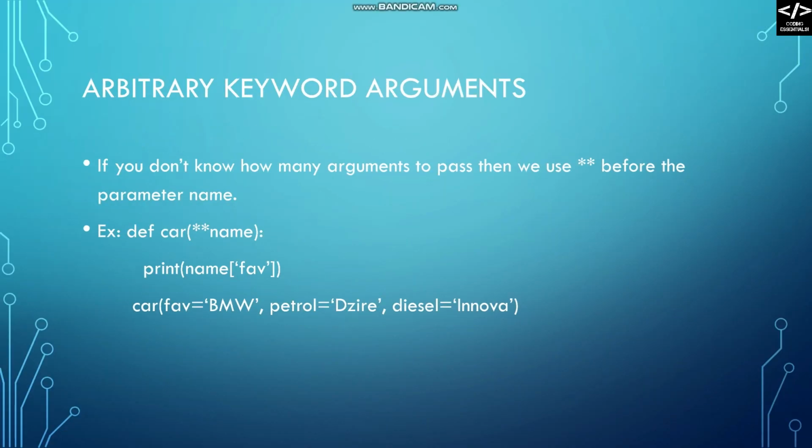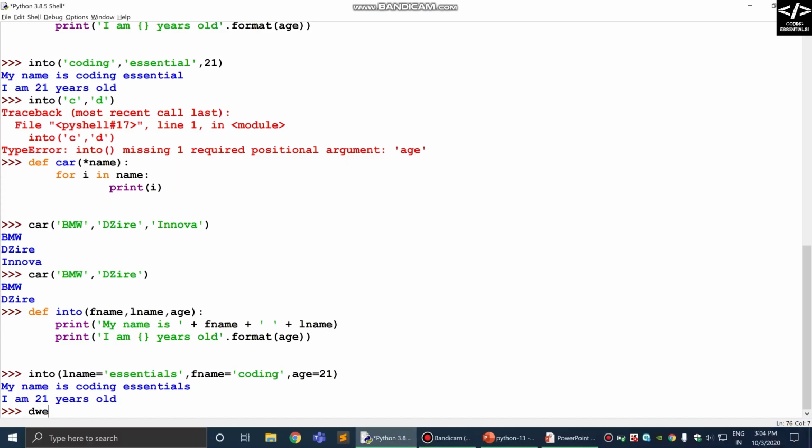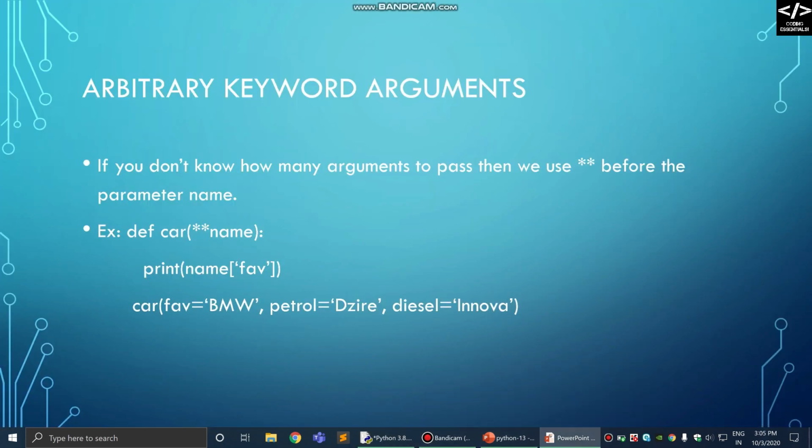Okay, now if you want arbitrary keyword arguments, then also it is possible. We just need to use two asterisk signs before the name of the argument while defining the function. Let's take the same example of car. We'll write a code. Okay, so define car, asterisk asterisk name, I guess. Is it name? Yes, it's name.